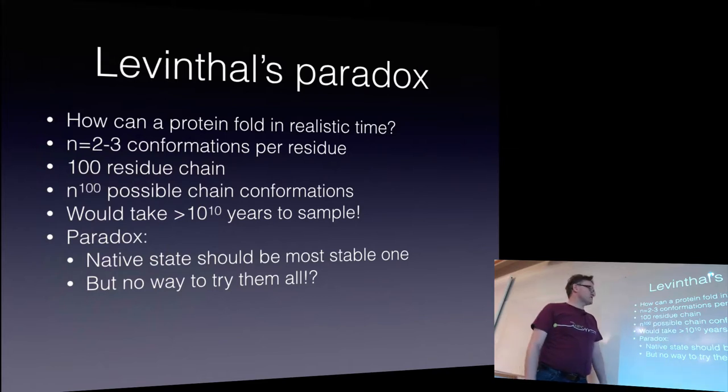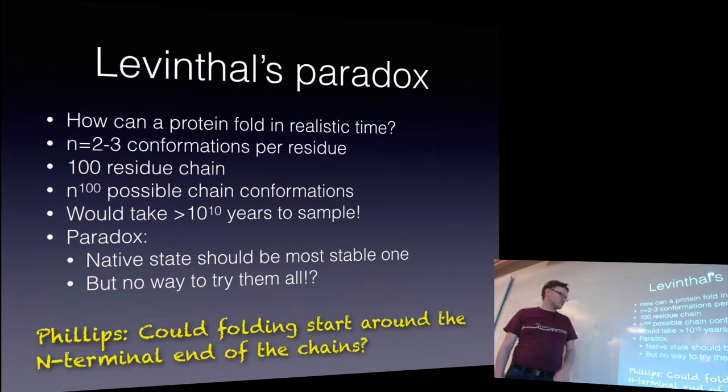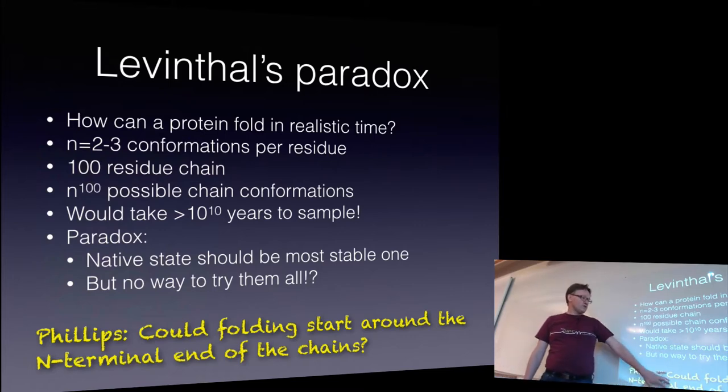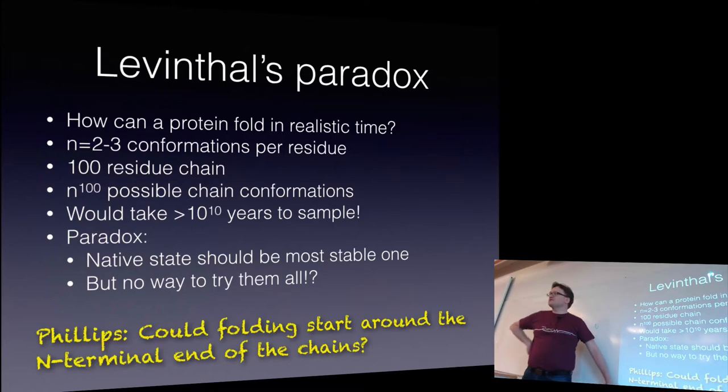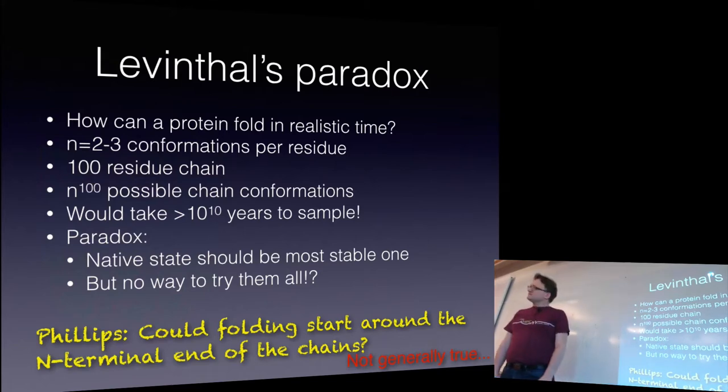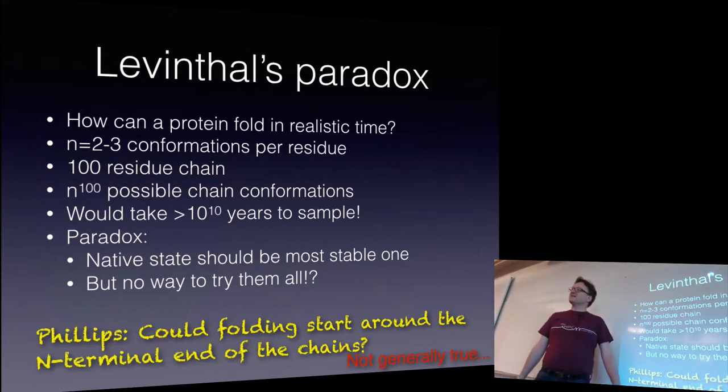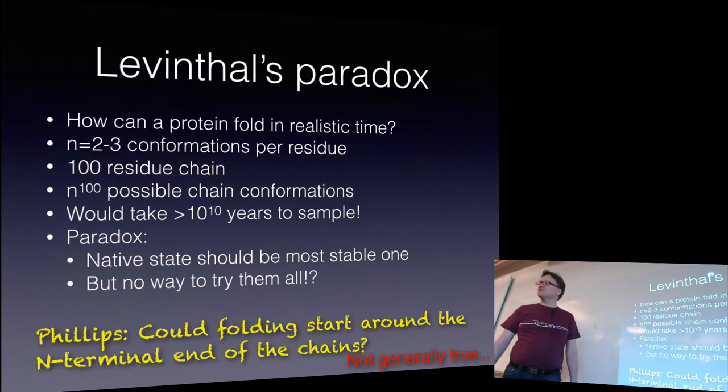And there are a few ways, so all we need to do is find a way to make the search process more efficient. And there was actually a very great suggestion by Phillips that what if folding just starts around the N-terminus of the chain? That would work awesome together with the chain gradually being produced. It's a fantastic model. It's a beautiful model. It solves Levinthal's paradox. And there's only one problem, it's not true, which we can test experimentally. It doesn't work. You can remove the N-terminus of most proteins, and they will still fold. Too bad. And that means that we need to throw it out.